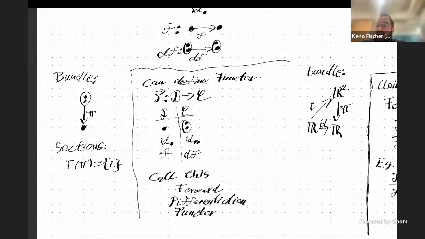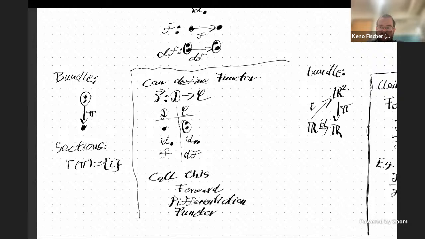Can I interrupt? Are we going to be using this category a lot? Is it the most basic example of forward differentiation somehow, or is it just a passing example? Okay, then I think we should understand it better, if it's going to be central. It's not going to be super central, but I do think this is key to understanding what I'm saying. So I would encourage you to challenge me on this definition, because I'm going to be renaming this category shortly to make a connection.